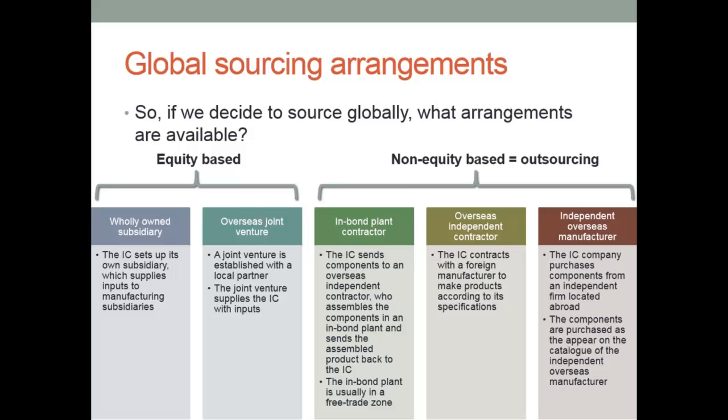And the third and last one is the independent overseas manufacturer, similar to the above, but in this case, inputs are not produced according to the international company specifications. This is perhaps the simplest arrangement, and an example would be Ocean Basket buying fish from different locations around the world for its various restaurants.